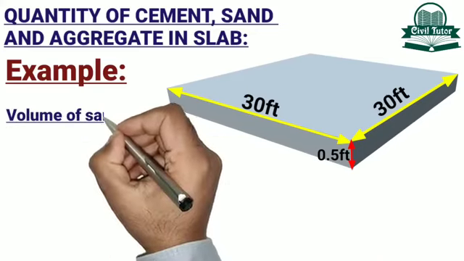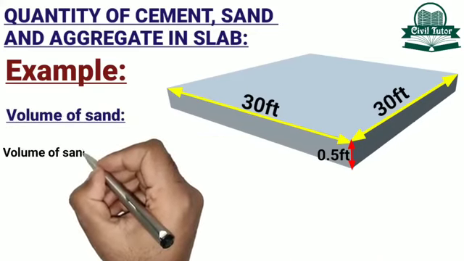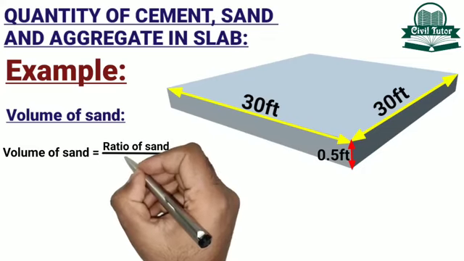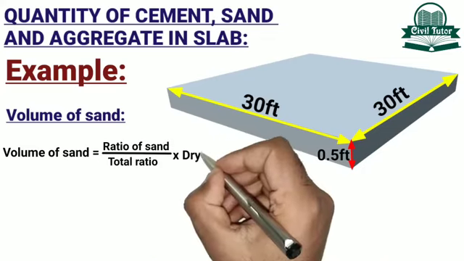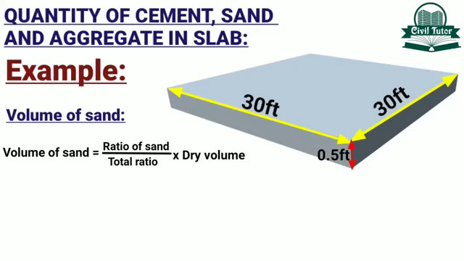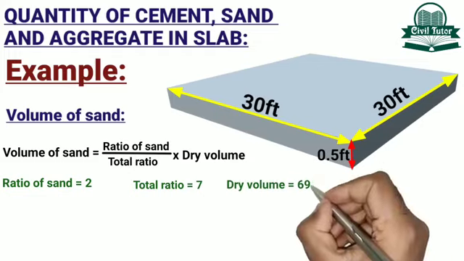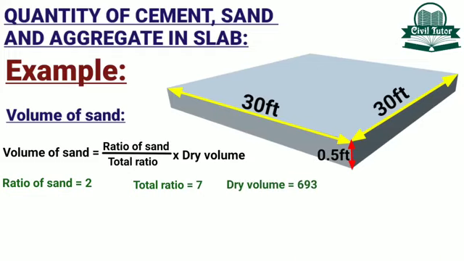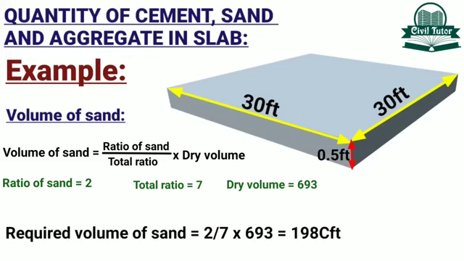Now the volume of sand is calculated by using the formula ratio of sand divided by total ratio into dry volume of slab. While the ratio of sand is 2, the total ratio is 7 and the dry volume of slab is 693 cubic feet. So on substituting these values, we will get the required volume of sand equal to 198 cubic feet.